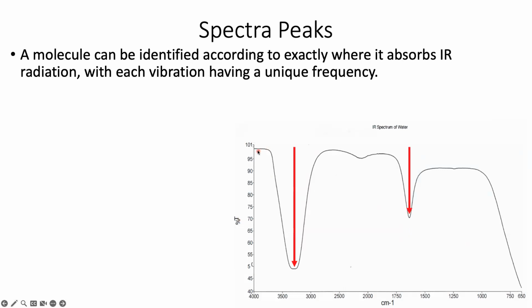So if I have no sample, I'd have more or less a relatively flat line going right through 100. So the more absorption I have, the lower the peak is. So we're really going to be reading our peaks from top to bottom. And each of these peaks tends to correspond to a specific vibration, or sometimes a set of vibrations, with unique frequencies.